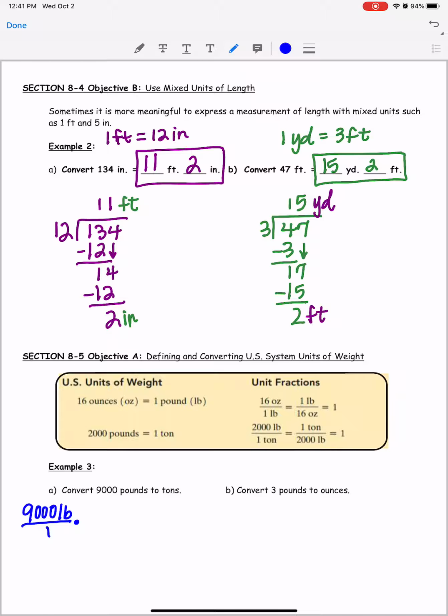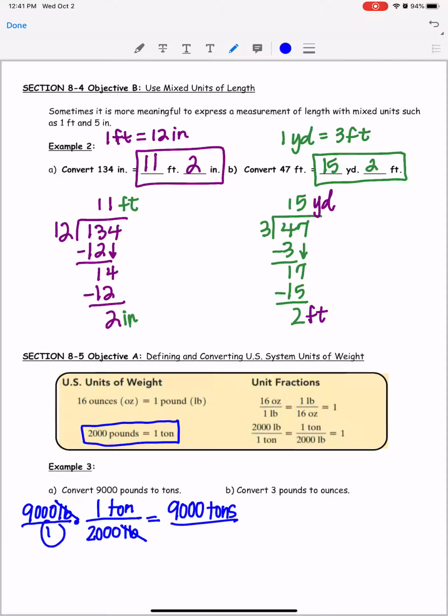I'm right about the pounds, but because I'm going to tons here, I'm using this one here, my bad. So still the same thing, I've got pounds on top, so I want my pounds right here on the bottom. So I've got 2,000 pounds on the bottom, which leaves me my 1 ton on the top. So now my pounds cancel, that's the whole point, multiply straight across. I've got 9,000 times 1 ton, so that's going to give me 9,000 tons over 1 times 2,000.